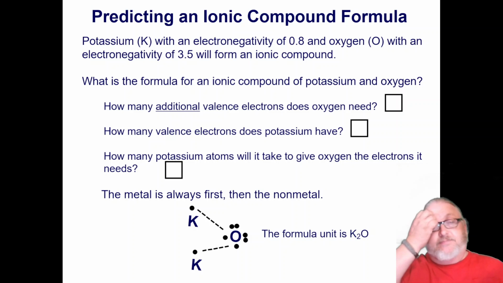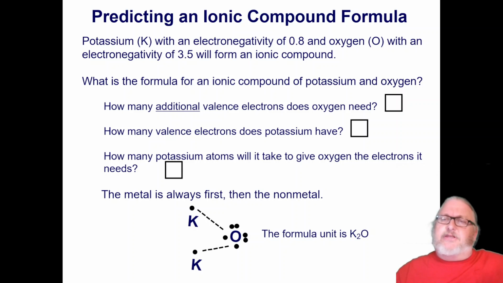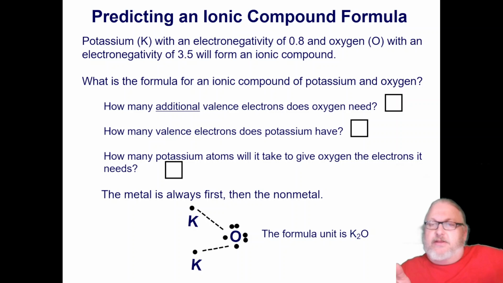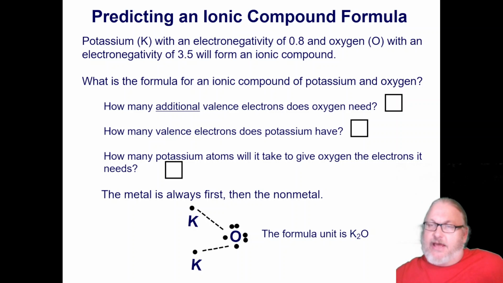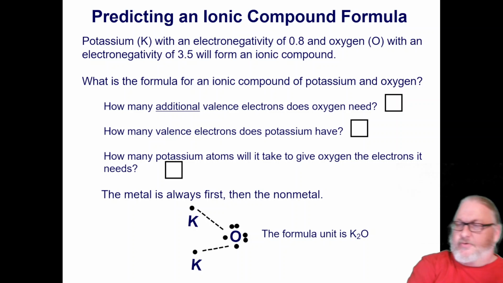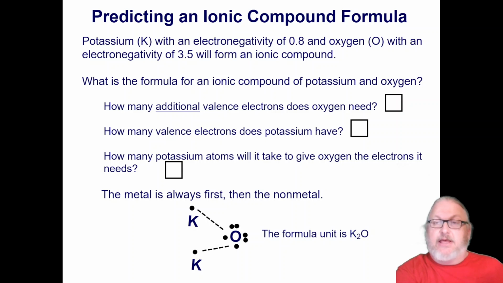So what's the formula? There's a couple of ways we do this. One is this: how many additional valence electrons does oxygen need to have a full octet? Recall that oxygen has 6 valence electrons, so it's going to need 2 more. Then we ask ourselves, how many valence electrons does potassium have? It has 1 valence electron, it's group 1. So how many potassium atoms will it take to give oxygen the electrons that it needs?